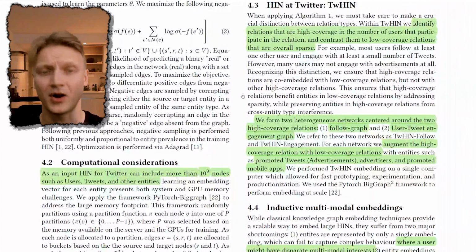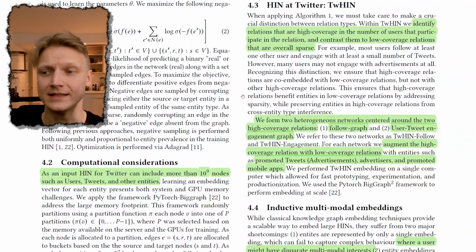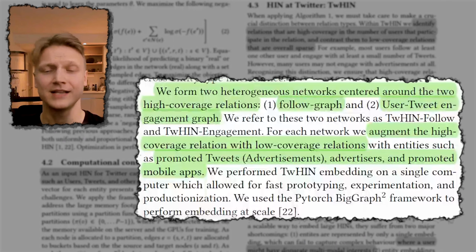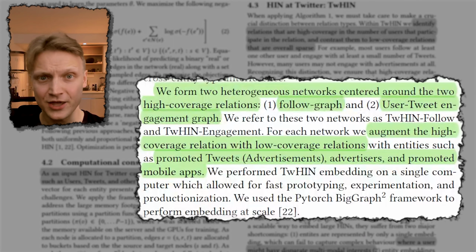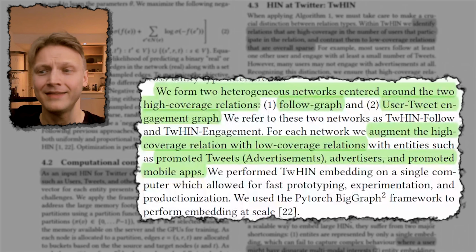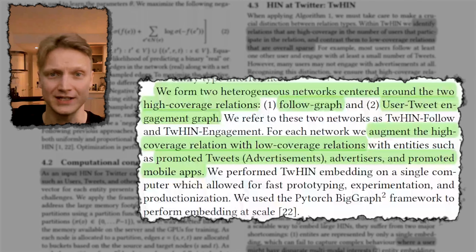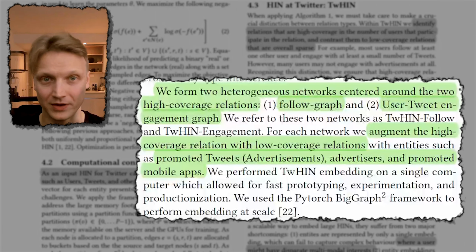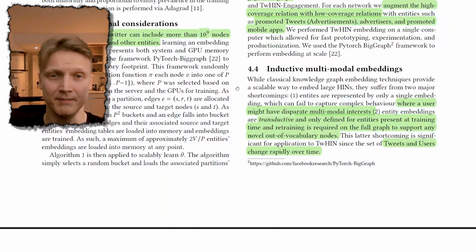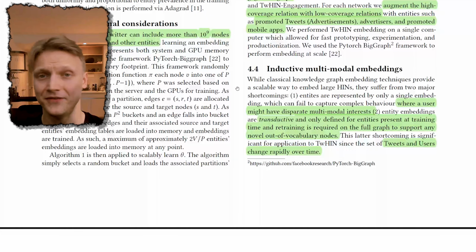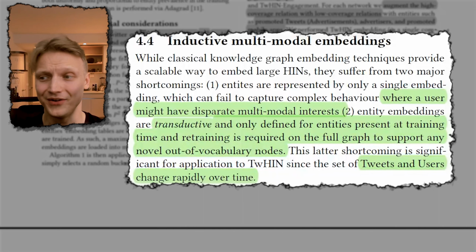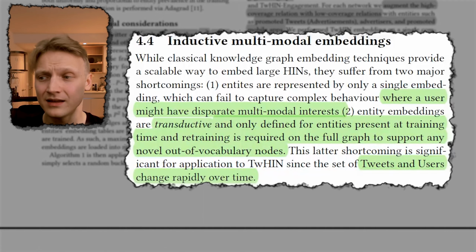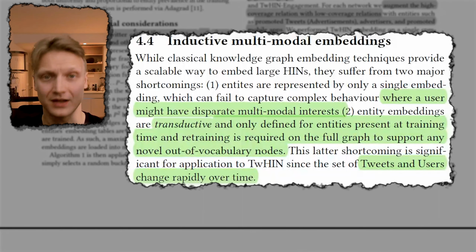To the point of sparser relations, the way they address it is they form two heterogeneous networks with high coverage relations, such as follow graph and user tweet engagement graph, and then they augment that with low coverage relations with entities such as promoted tweets, advertisers, and promoted mobile apps. Then they compute multimodal embeddings based on inferred vectors to take into account various interests users might have, and also release from a retraining to support any novel out of vocabulary nodes.